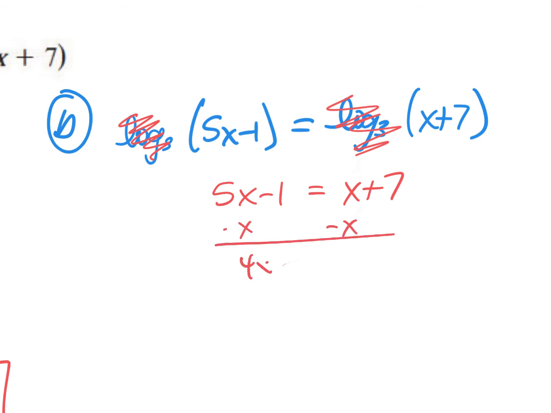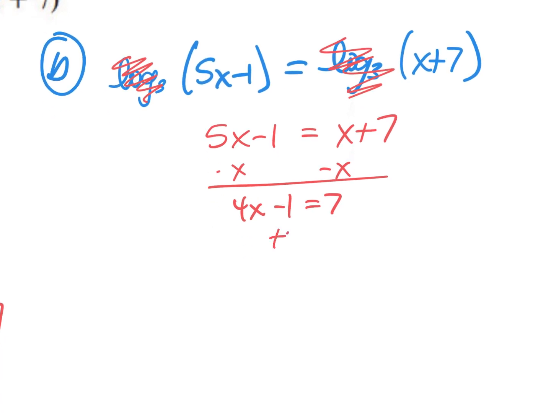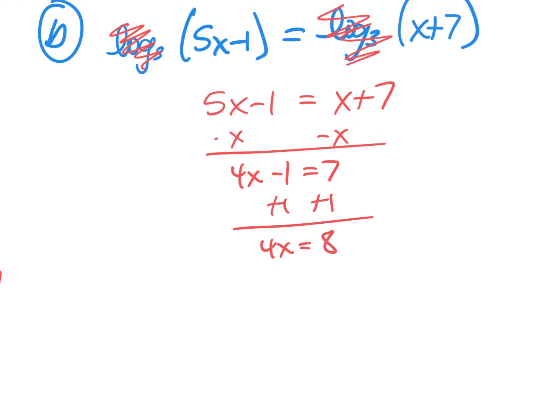So I have 4x minus 1 equals 7. Add 1. 4x equals 8. Divide by 4. And x equals 2. Okay, now, you're going to have equations, you're going to have problems, and it's going to say, make sure you check for extraneous solutions. What does an extraneous solution mean?